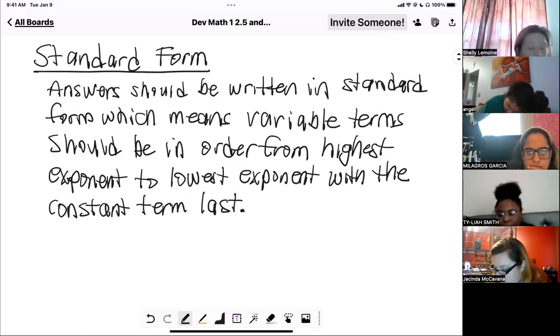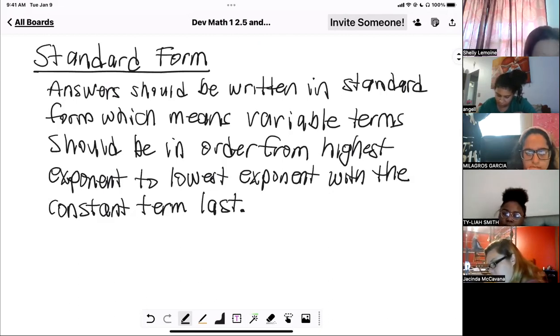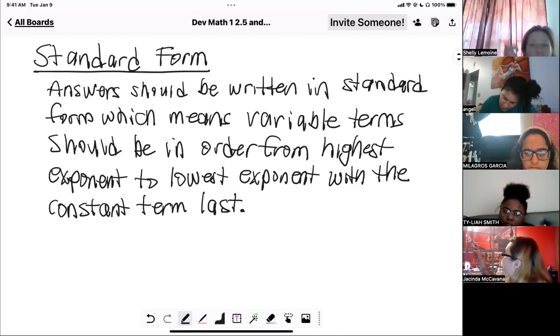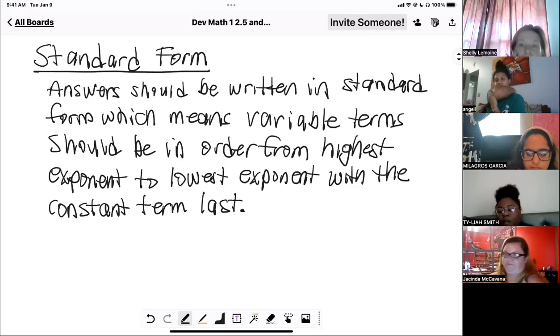As you're writing, answers should be written in standard form, which means the variable terms should be in order from the highest exponent to the lowest, with the constant term last. That's what we call standard form in algebra. Again, you will not be marked wrong if you don't do this, but I want you to start training your mind to think this way, because where you're going, this is what you have to do in algebra. We get to a certain point in algebra, you have to make sure everything's in standard form, or you're going to do it wrong. So if I could train you now to think this way and always do it this way, you're prepared, right?